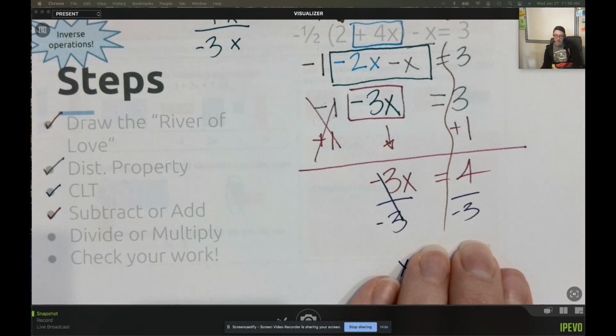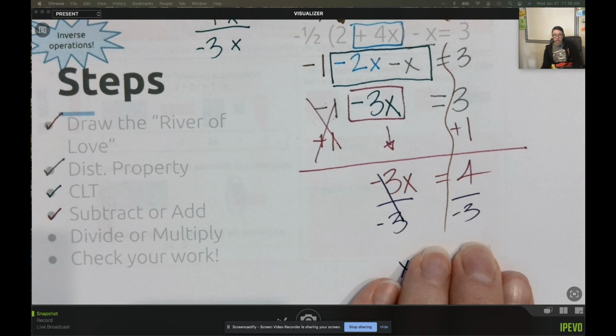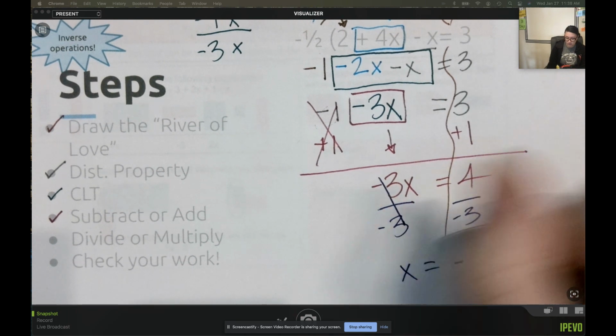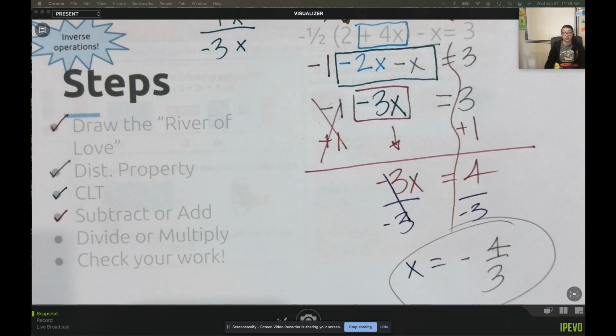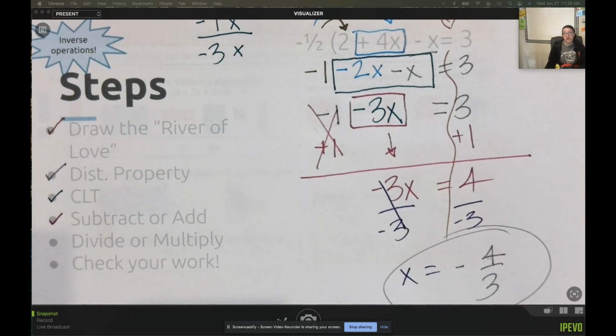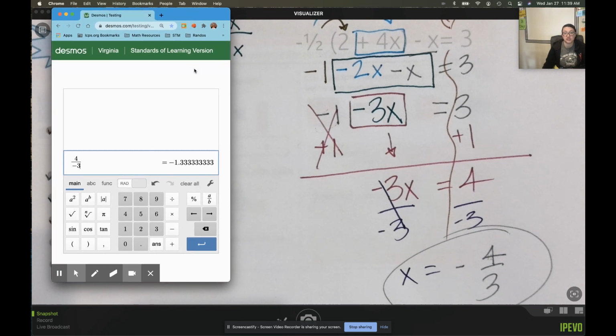So now I need to think. Do I have a number that can divide into 4 and 3 evenly? Do they have a common factor? They do not. So that's my answer. I don't have to do any math there. I just leave it as negative 4/3. And that's it. That's my answer. It's an ugly number, but I don't have to do any real math with that last step. I just leave it in that fraction form.